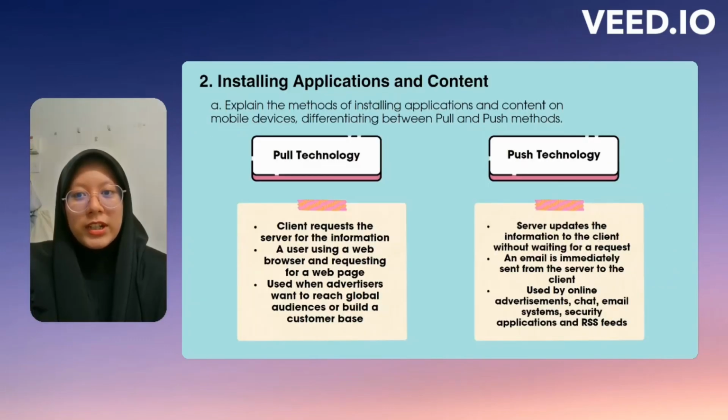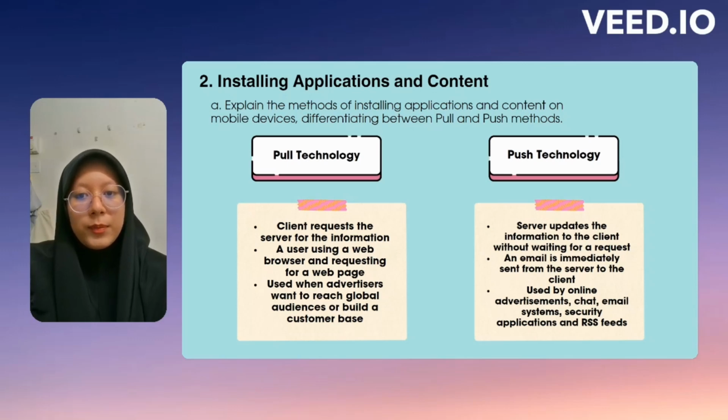So now we go to the next part, which is installing application and content. Explain the method of installing application and content of mobile device, differentiating between pull and push method. So we got pull technology, which is client requests their server for the information. For push technology, server updates the information to the client without waiting for a request.